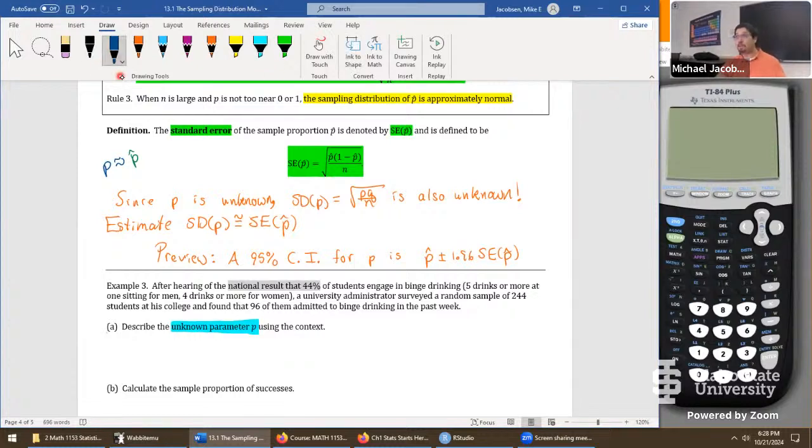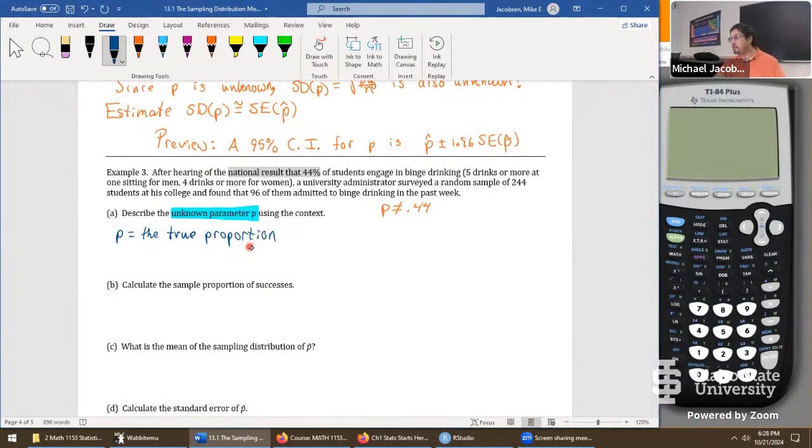Again, we don't know its value. P is not equal to 0.44. So we'll start off by saying P equals the true proportion. We have to say proportions somewhere. In the other chapter, chapter 14, we'll say the true mean because we're dealing with quantitative data. Here, we'll start off by saying the true proportion of all students at this university.